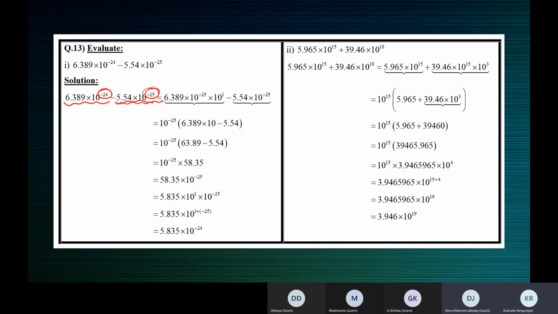There are two powers, minus 24 and minus 25. Choose one of the two. I have chosen minus 25. You can also choose minus 24. Minus 25 is a part of the second expression. I have introduced that minus 25 in the first one also. How? I break down minus 24 as minus 25 plus 1.